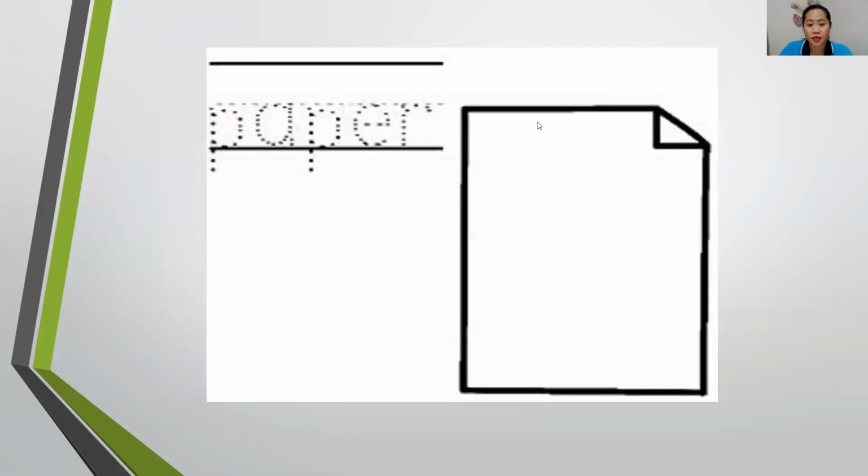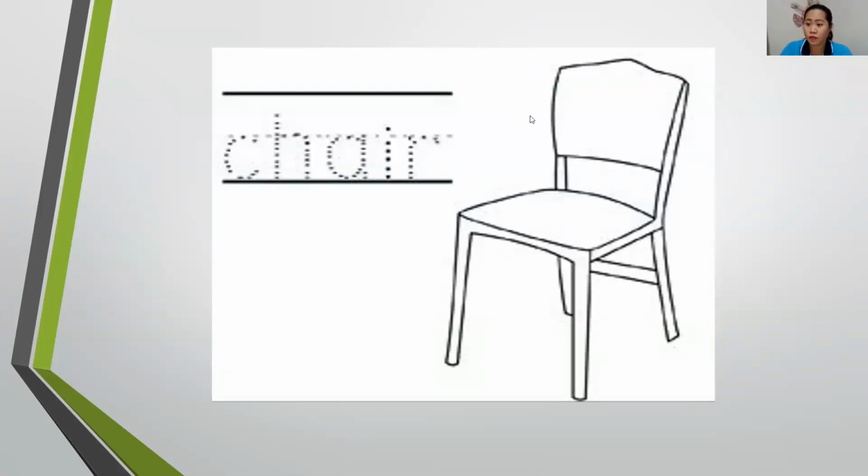The next word will be chair. Do you have a chair at home? Teacher sits in the chair. Sit on the chair. So you write the spelling of the chair. You can use different colors while you are writing. C, H, A, I, R. Chair. You can color the chair. C-H-A-I-R, chair. It's easier for you to remember.